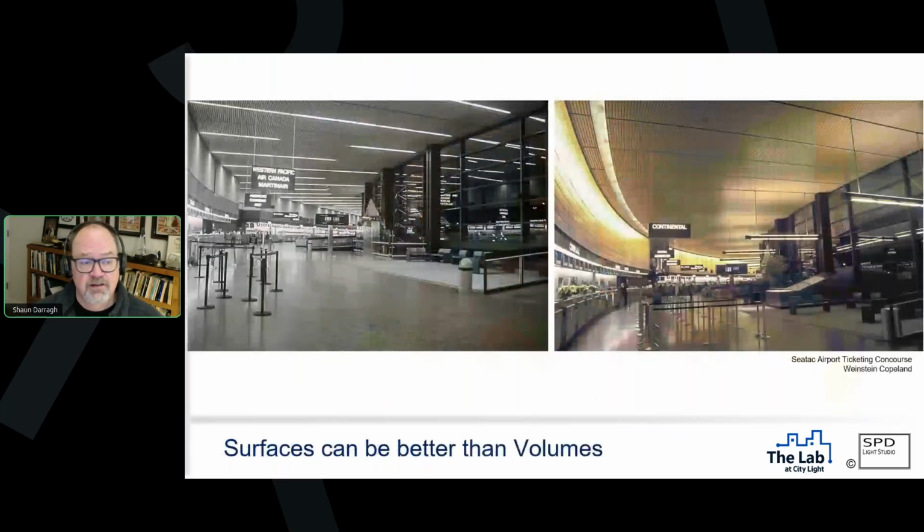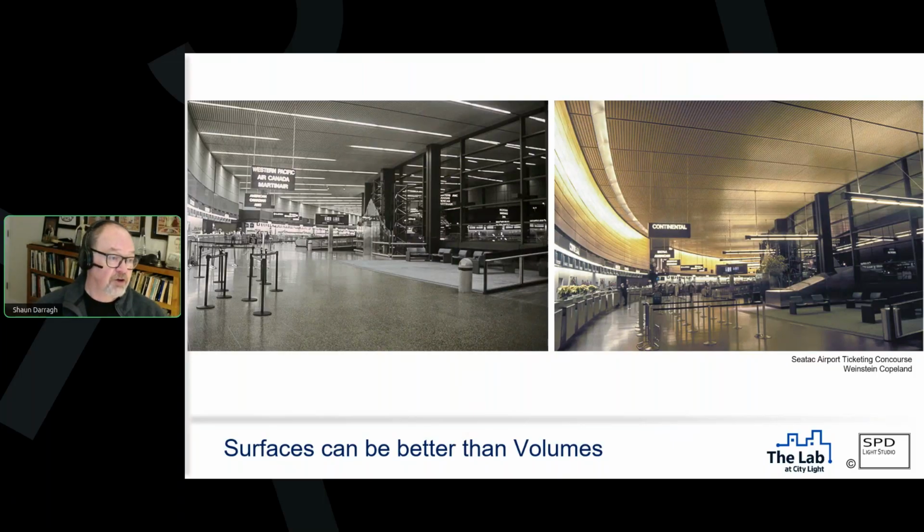Now back to SeaTac Airport. I use this example a lot because everybody's been through here. The image on the left is what it was before we got there, where we had lines of light with very high output T12 fluorescent lamps. On the right, we are lighting the surfaces. So on the left, we're doing what I call volumetric lighting.